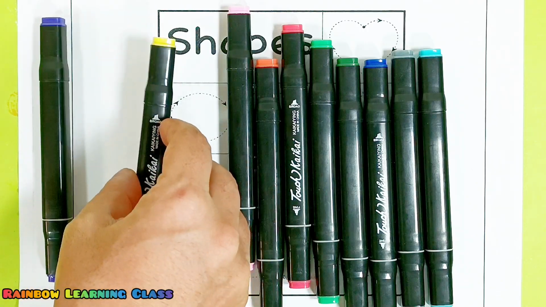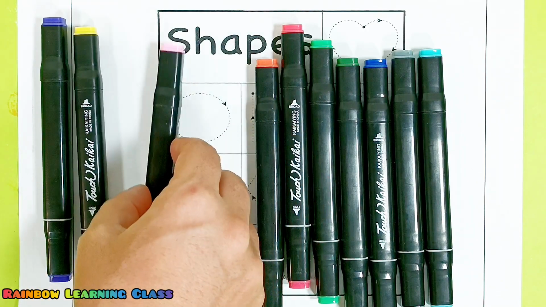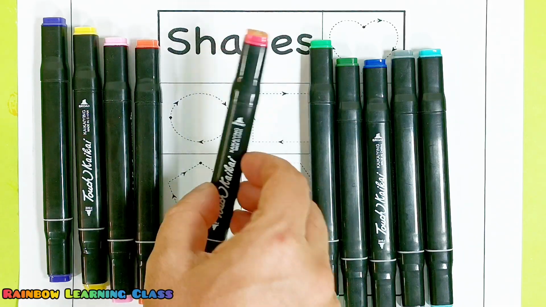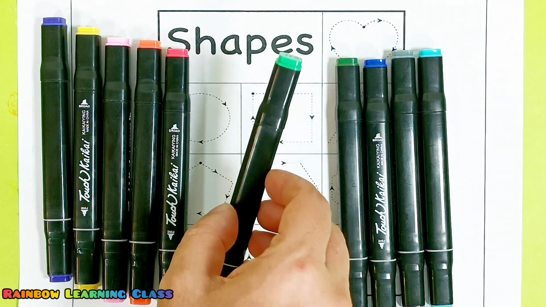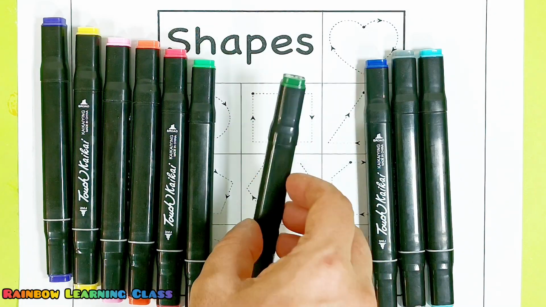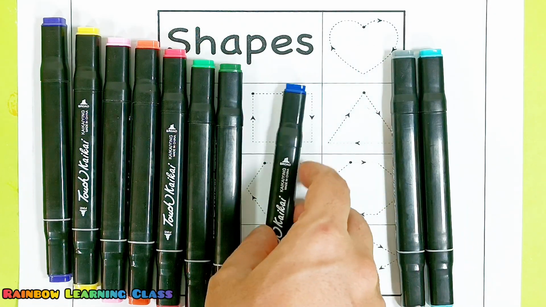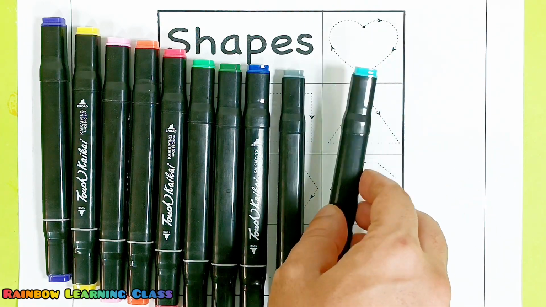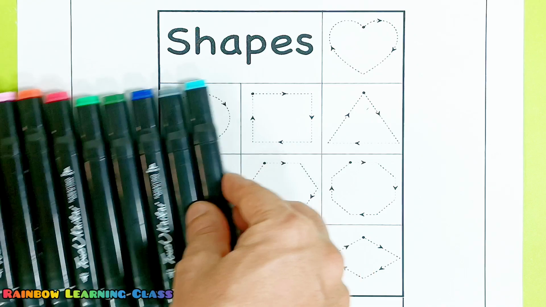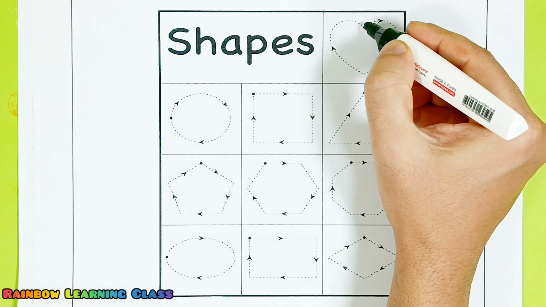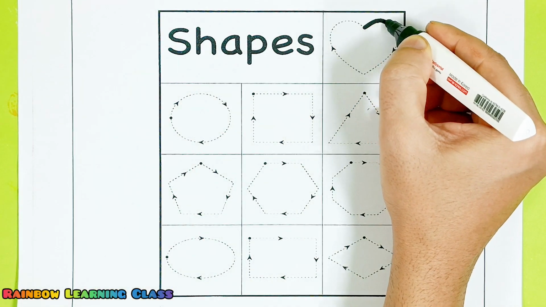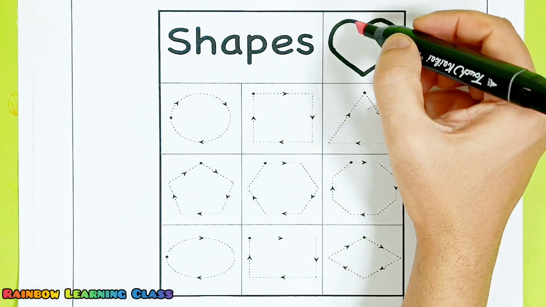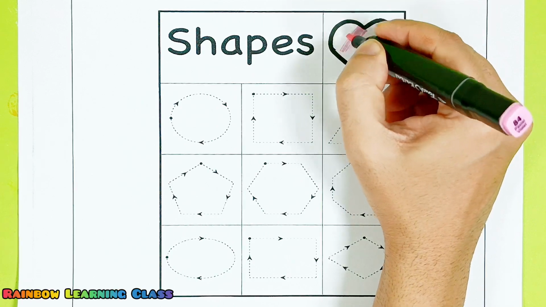Purple color, yellow color, pink color, orange color, red color, light green color, dark green color, dark blue color, gray color, light blue color. First shape, heart. Pink color, heart is pink color.